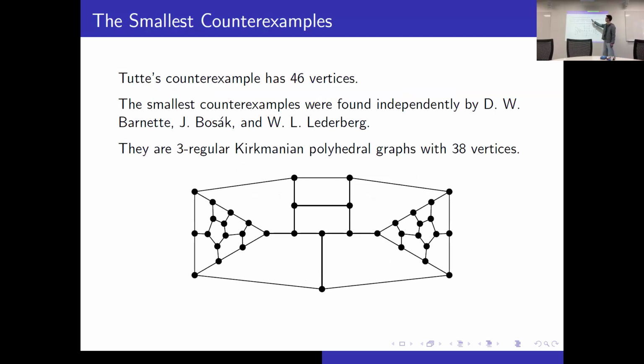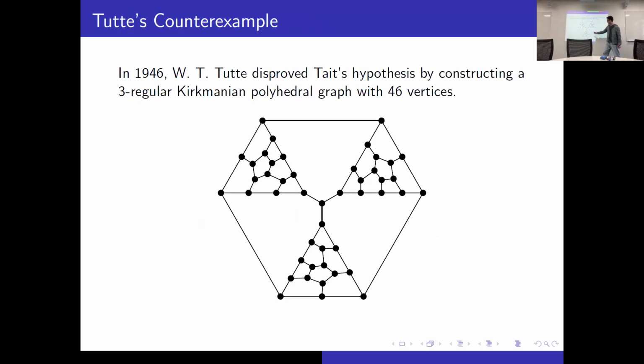Later, there were also smaller counterexamples. Actually, the smallest counterexample has 38 vertices, and there are 6 such graphs. One of them is drawn here. So you can see that this part is actually this part. So it's a very interesting gadget.